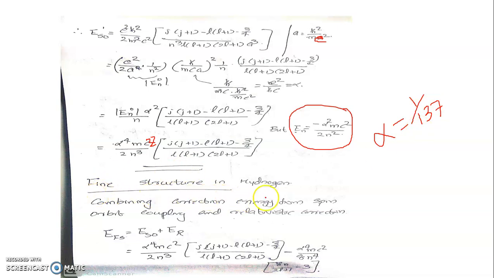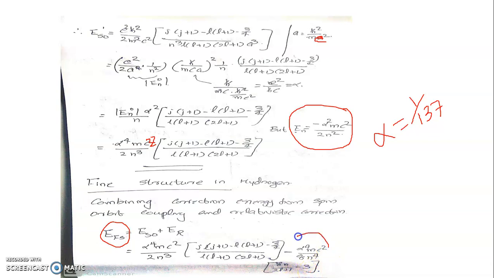Now we will evaluate the fine structure energy in hydrogen. As we have seen earlier while we started about fine structure, it is the combination of the correction in energy arising from spin-orbit coupling and relativistic correction. We have evaluated these two terms, so we just combine them. Then the fine structure energy EFS is equal to ESO, the spin-orbit coupling energy, plus the relativistic correction, that was found to be minus alpha raised to 4 mc square by 8n raised to 4 into 8n by 2l plus 1 minus 3.